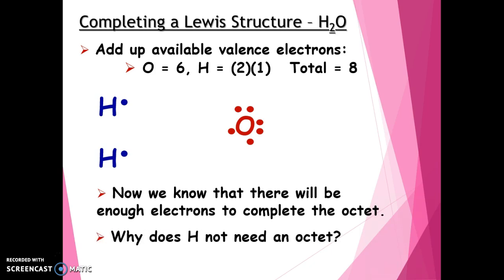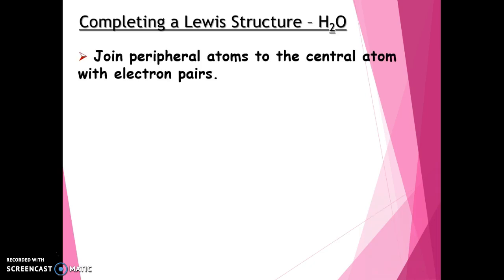But why is it that hydrogen does not need an octet? Why is hydrogen going to be satisfied with sharing just 1 electron with oxygen and 1 electron from itself? Well, remember, hydrogen is that special case where it just needs a duet, not an octet, to be like helium. So here we go. Join the peripheral atoms to the central atom. So there's our central atom. There's a peripheral atom, there's a peripheral atom. Well, look at that. We now have the dot structure for water.